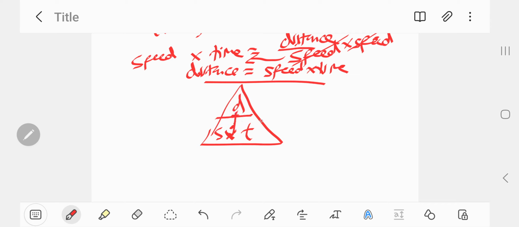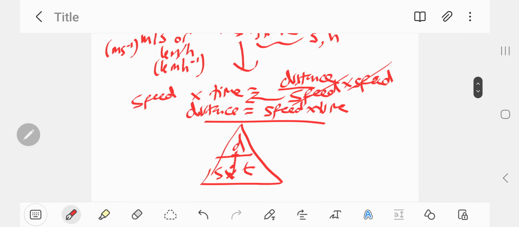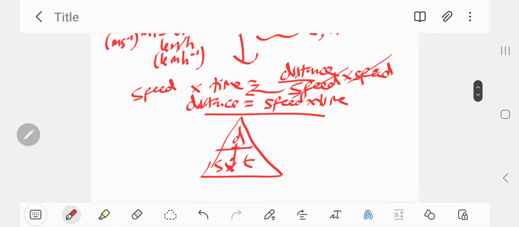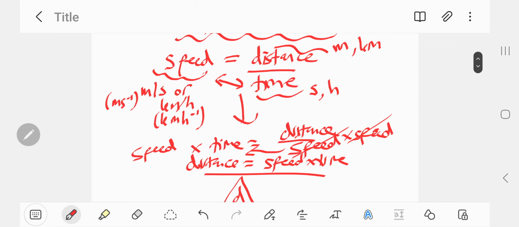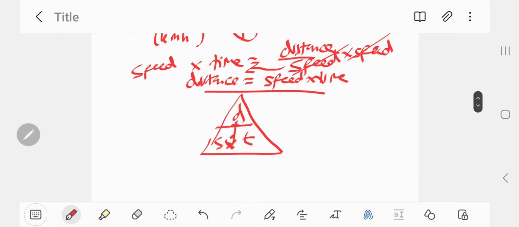And to find, let's say, time, you cover time with your thumb. You do distance divided by speed. And to find speed, you just do distance divided by time. Okay, that's how it works. So that's the formula. That's the relationship comparing speed, distance, and time.